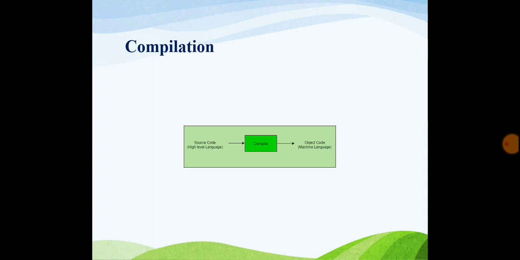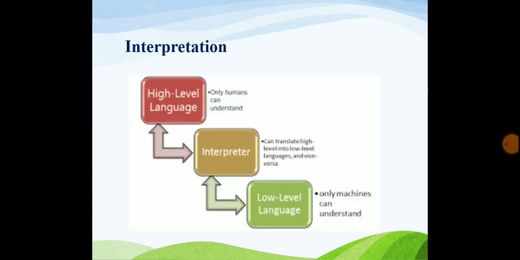Now let's take a look at the interpretation method. Here also we convert the program written in the high level language to machine level language, and then it is executed. For that purpose we use a program called an interpreter, and this process is called interpretation. So the process of converting the high level language program to machine language by using the program interpreter is called the interpretation method.